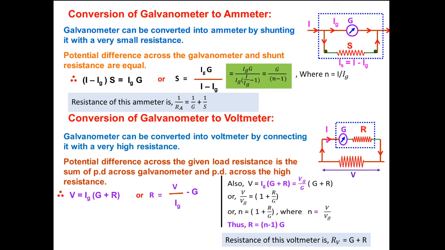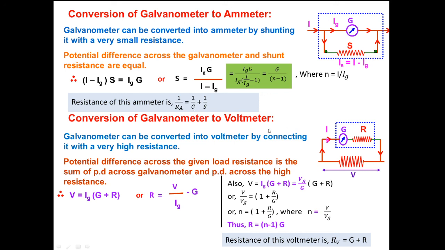And the resistance of ammeter: this combination acts as an ammeter. So its resistance, as these two are parallel, 1 by resistance of ammeter is 1 by G plus 1 by S.